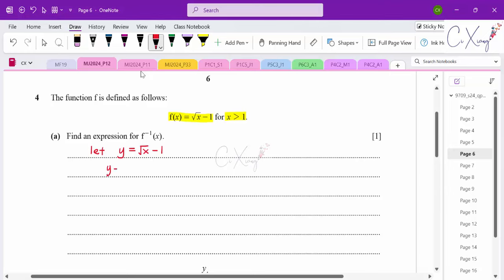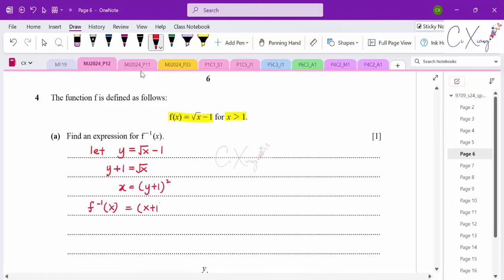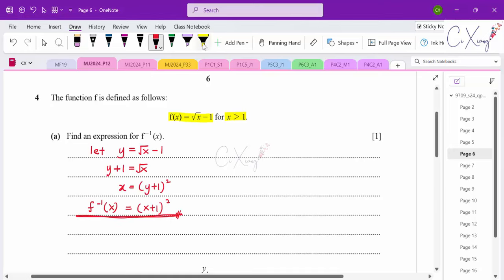So I will bring the negative 1 over, and it becomes plus 1. Then the x here will become y plus 1 squared. That means my inverse function will equal x plus 1 squared, so the variable y I directly change to x. Very easy. This is how we get the inverse function.